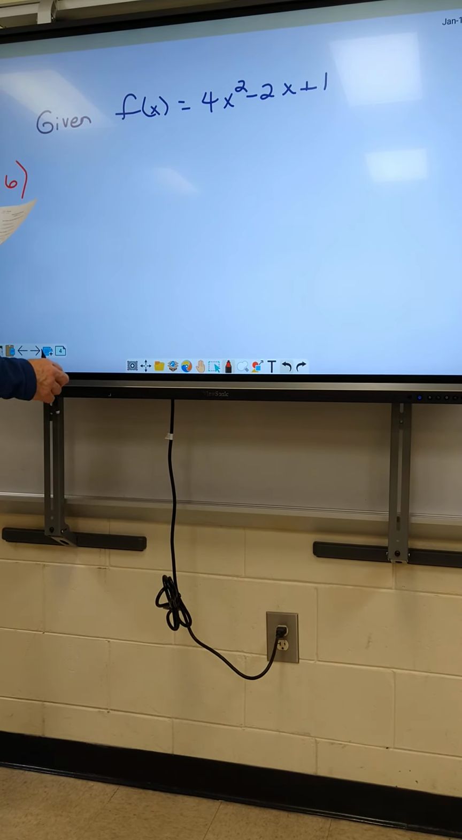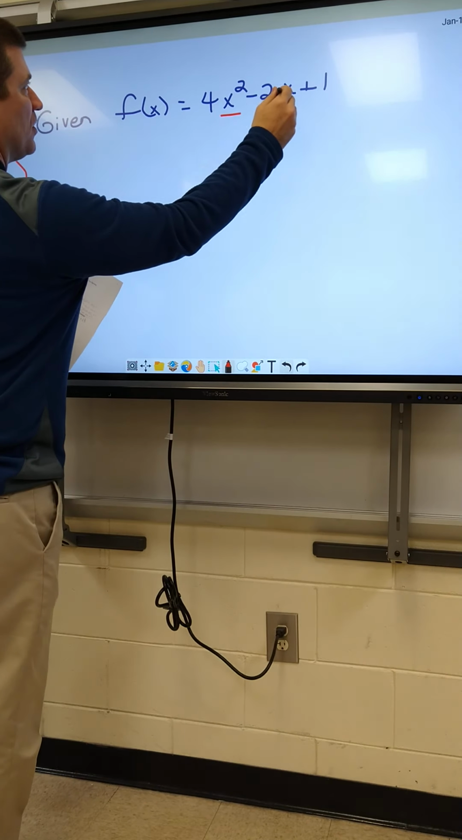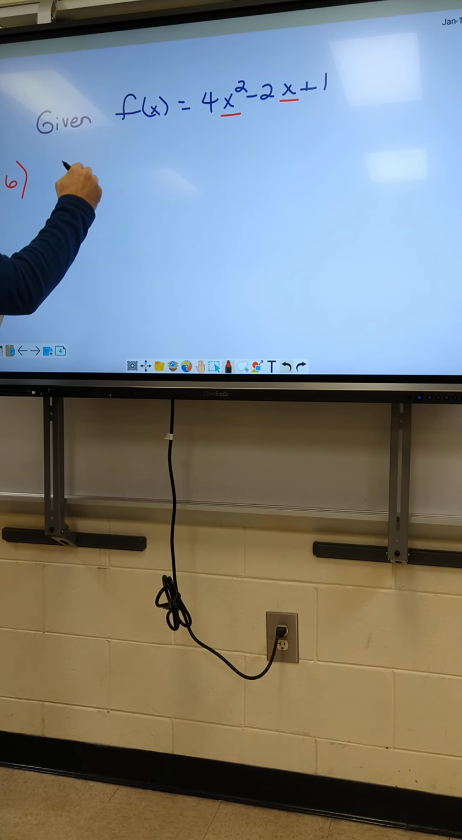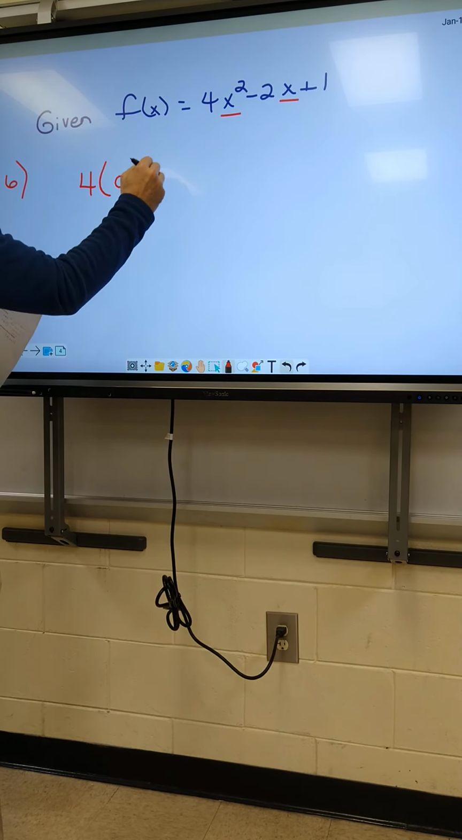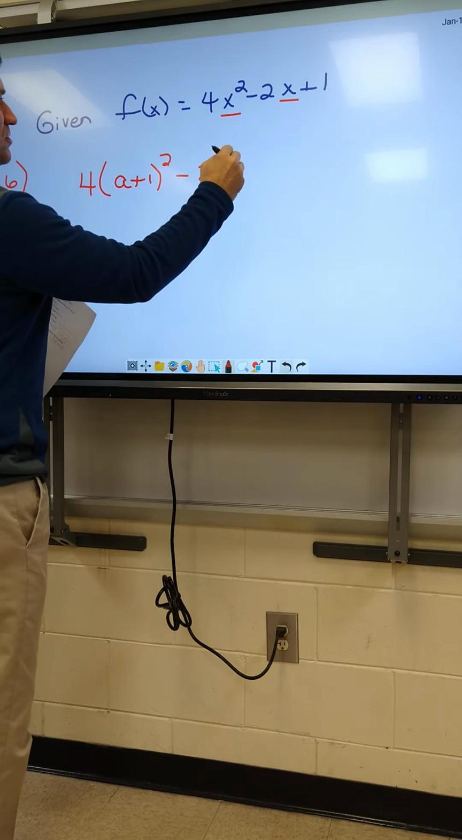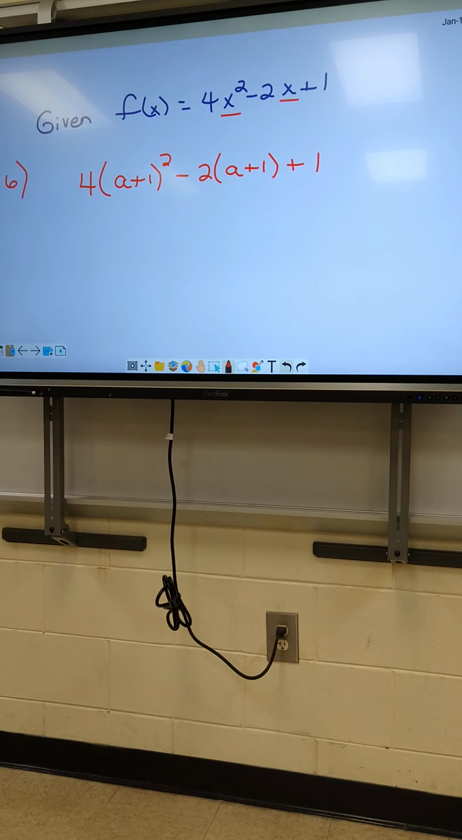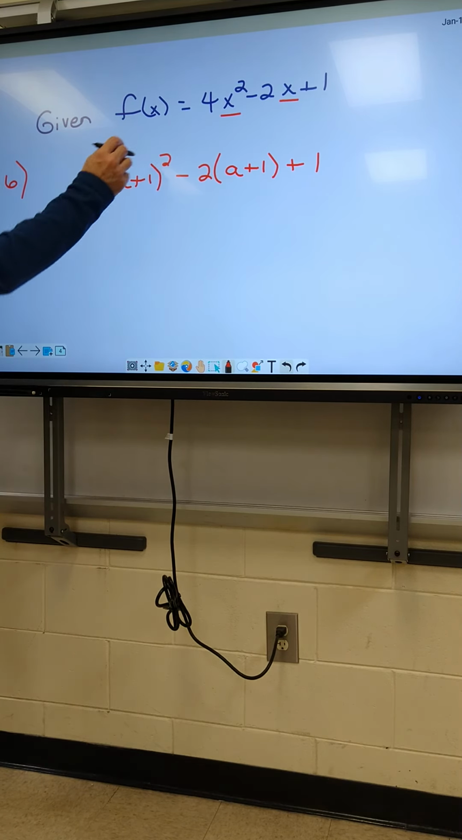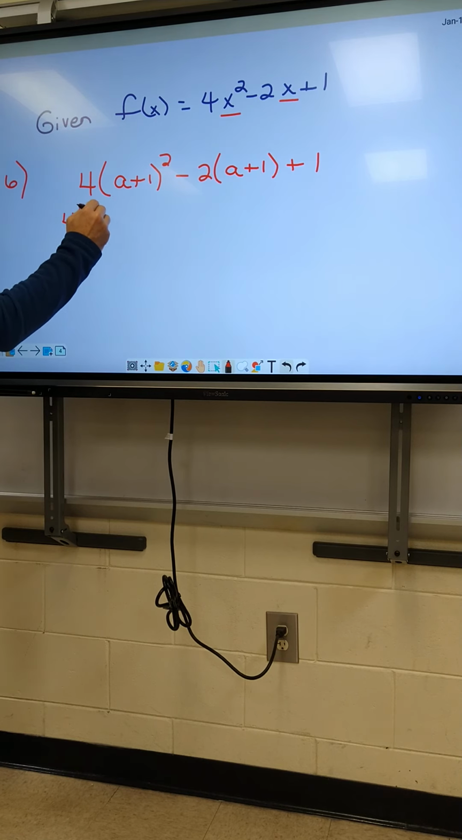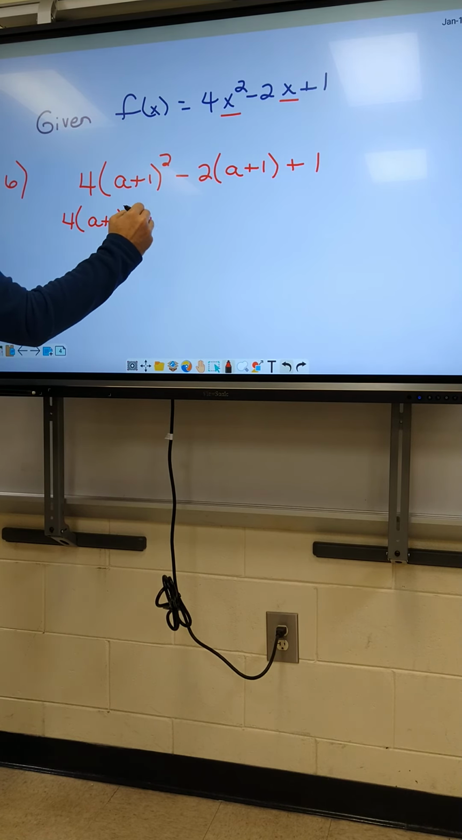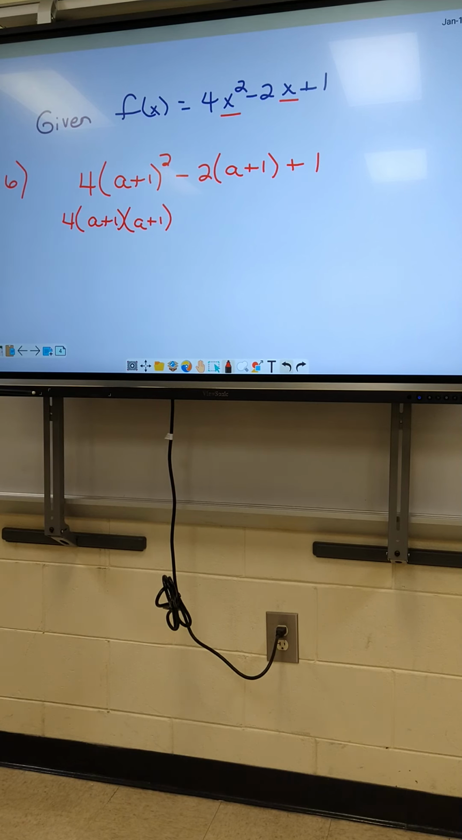Plug in A plus 1. So I've got to plug A plus 1 in there. Several of you guys started on this. So it's A plus 1 squared, 2 times A plus 1, plus 1. We've done this so many times in the last week. First step, anytime you've got a square, you have to write this down twice and FOIL it out. So I'm going to give y'all a chance to FOIL that out.